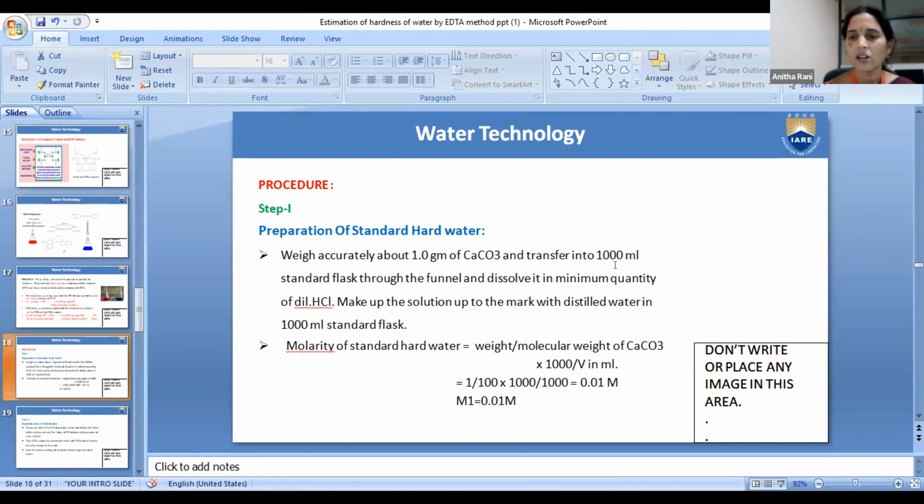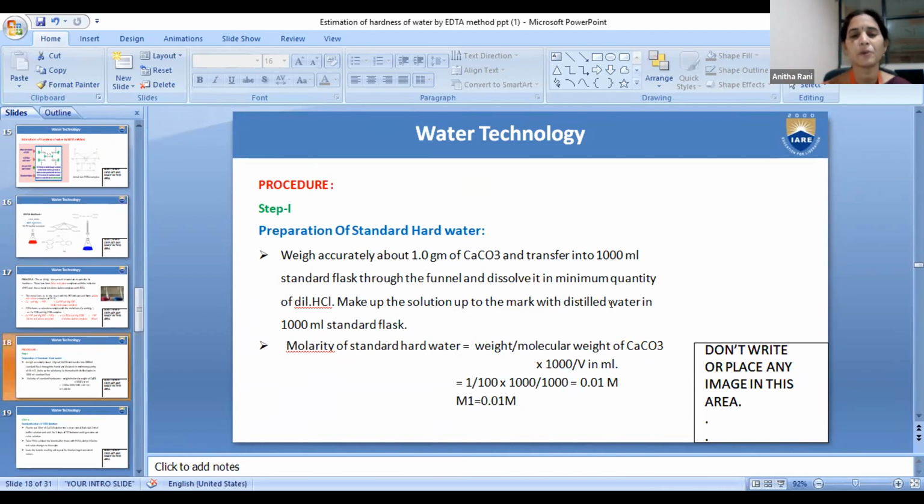And you have to transfer it into a 1000 ml standard flask. The standard flask will have 1 mark. That mark indicates 1000 ml. So you take 1 gram of calcium carbonate. Then you have to add distilled water up to that mark. You have to shake it nicely. Then you can use that as a standard hard water, that is calcium carbonate solution.